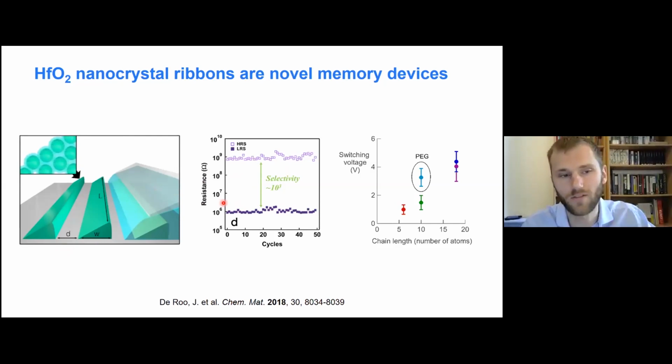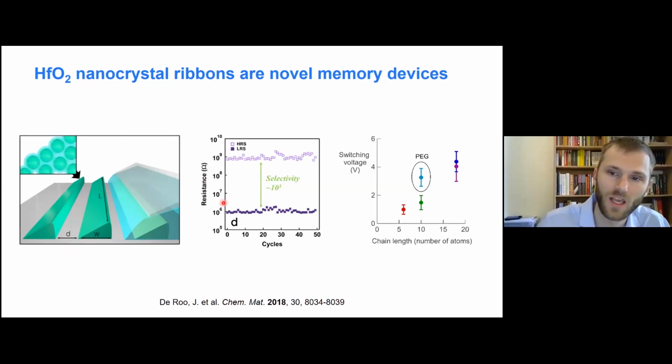You want to have that voltage quite low, because otherwise you're using a lot of energy to switch between the two states. And what we see is that the switching voltage that you need really depends on the ligands that you put on the nanocrystal surface. So these very long oleyl or octadecyl ligands need very high switching voltages, while those branched ligands, the 2-ethylhexylphosphonic acid, for example, gives you a very low switching voltage of only 1 volt.